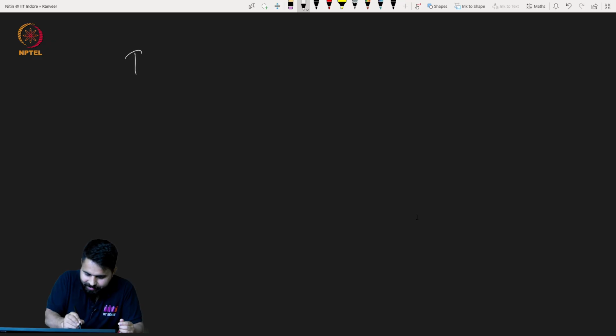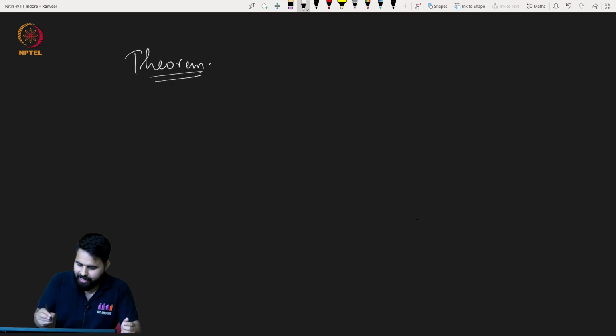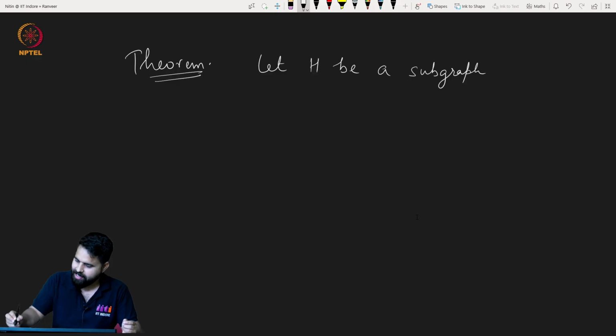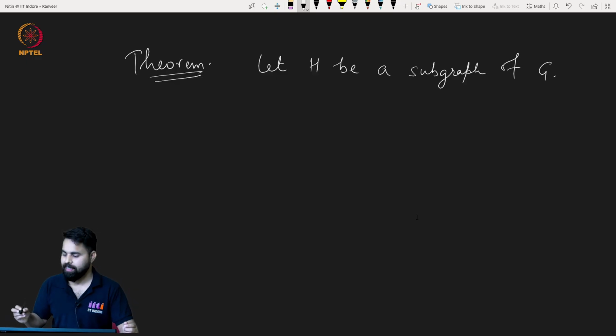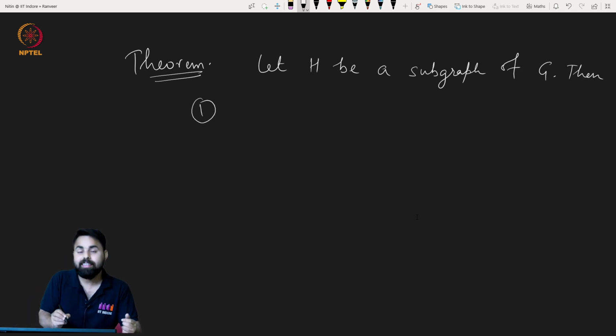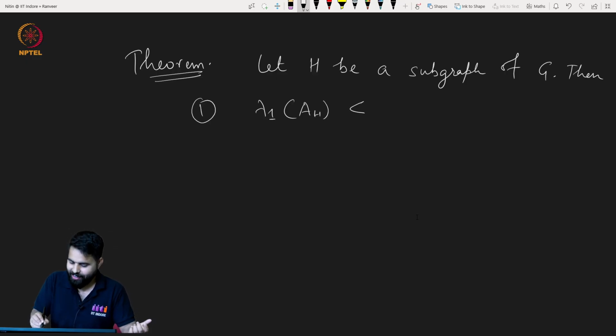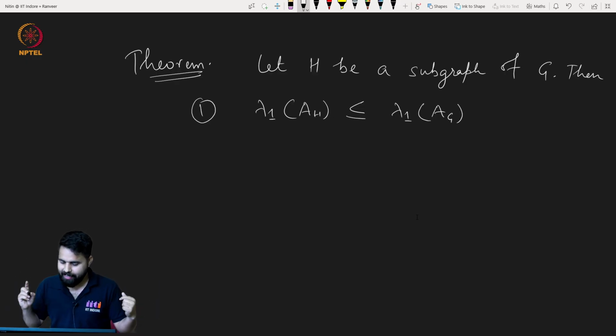Theorem. Let H be a subgraph of G. Then, very simple to state, the largest eigenvalue of the adjacency matrix of H is always less or equal to the largest eigenvalue of the adjacency matrix of G. First thing is this.